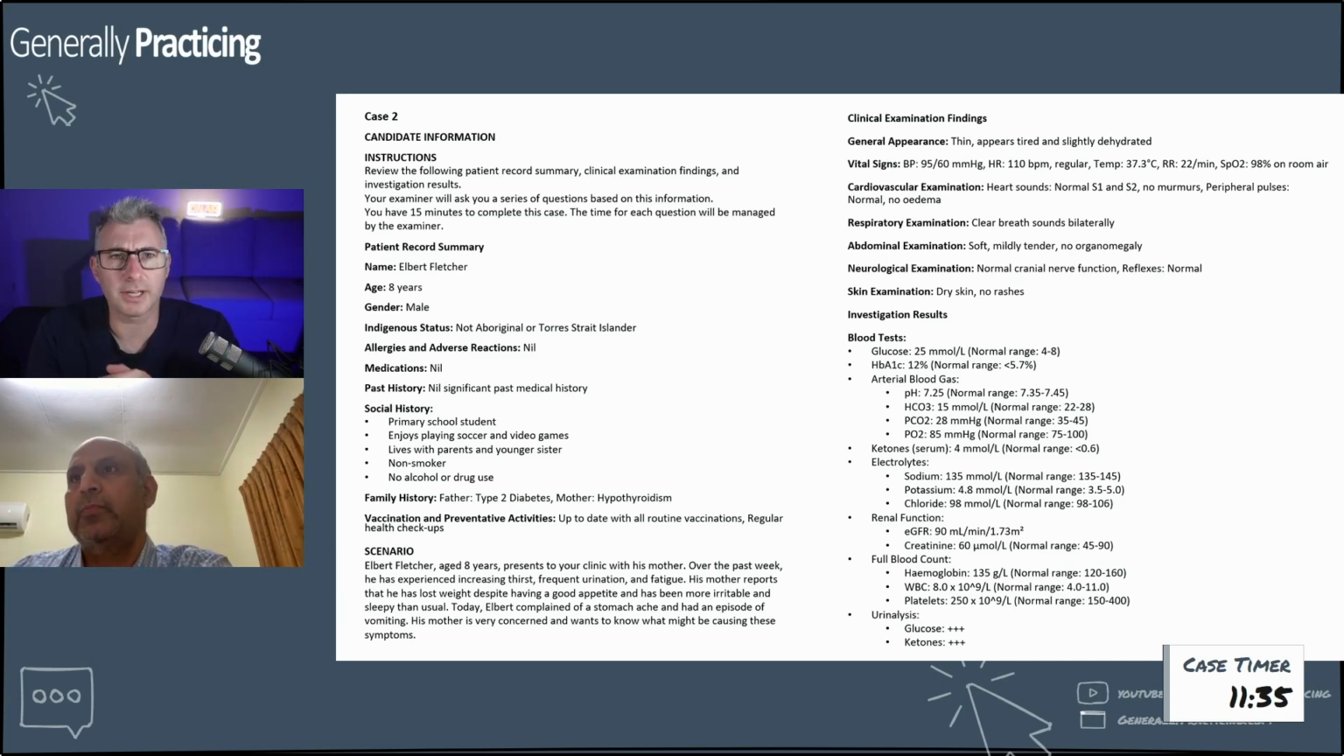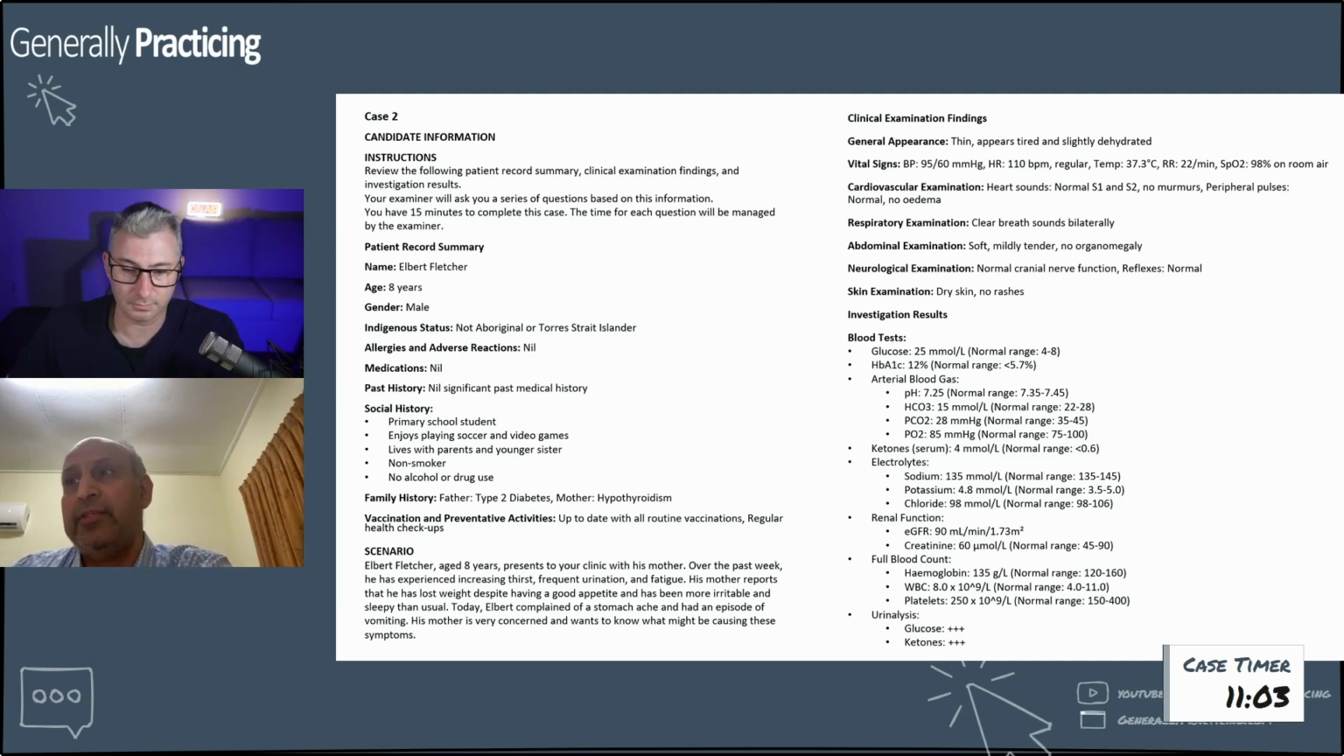What's your immediate management of this child? So, as you know, this is an emergency. So I have to refer the patient immediately to the emergency department. However, for the initial management, it is actually fluid resuscitation. So I would like to start with isotonic saline.